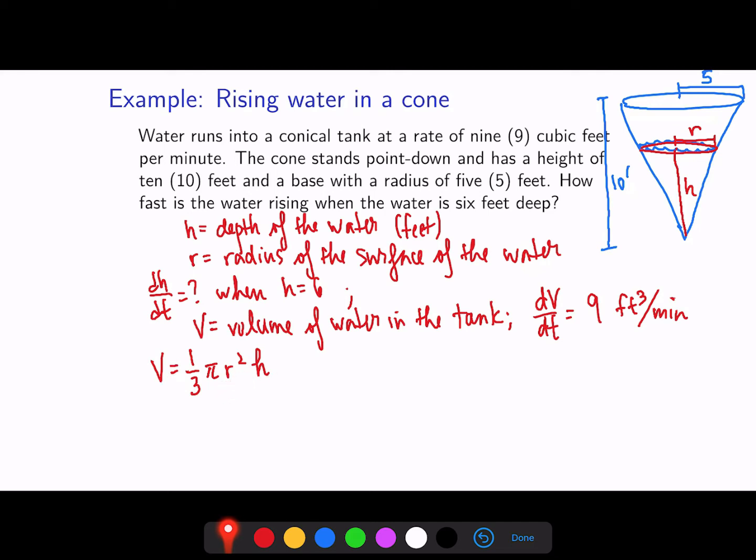But there's an r here. We don't know what r is. However, if you remember from trigonometry, in this picture, we've got two similar triangles. And in similar triangles, you can say the following.